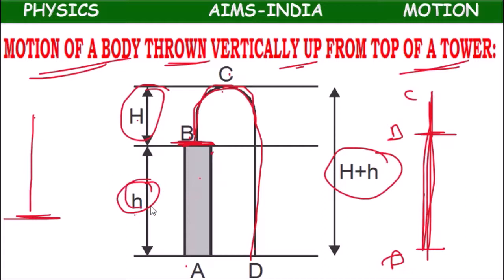Tower height will be small h. Body height above the tower will be capital H. During the downward journey, the total distance covered will be capital H plus small h.